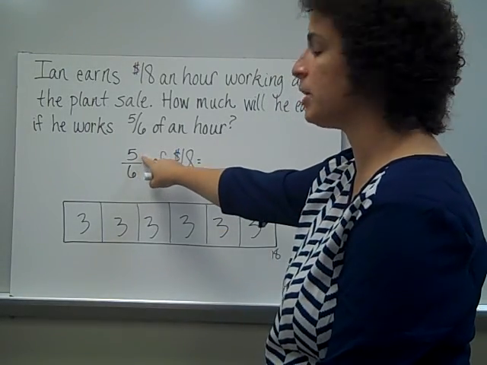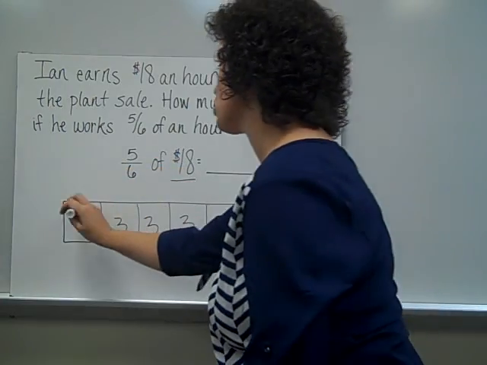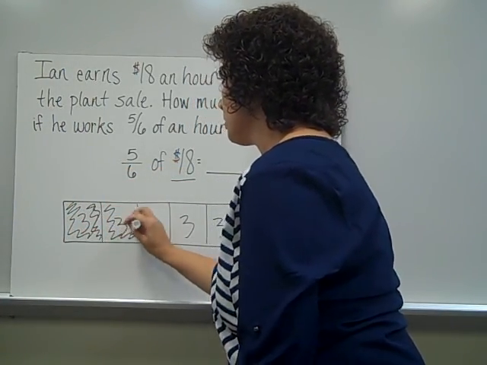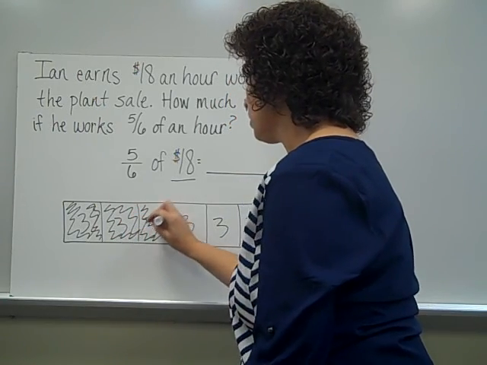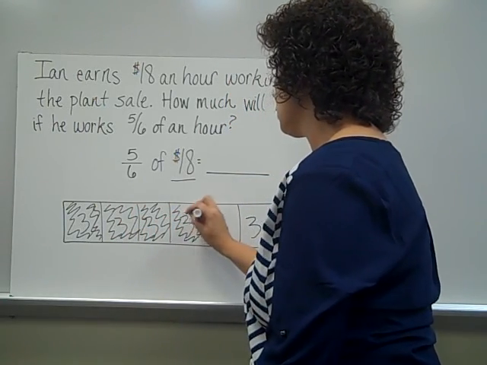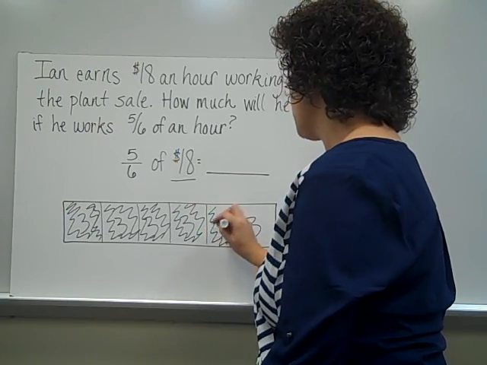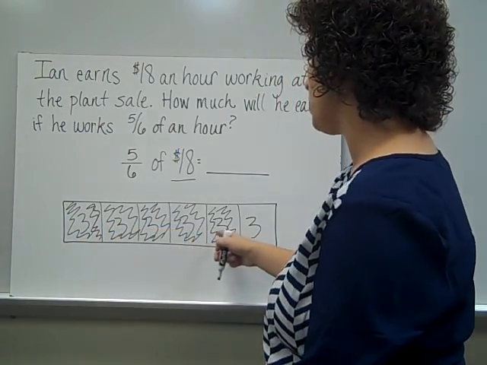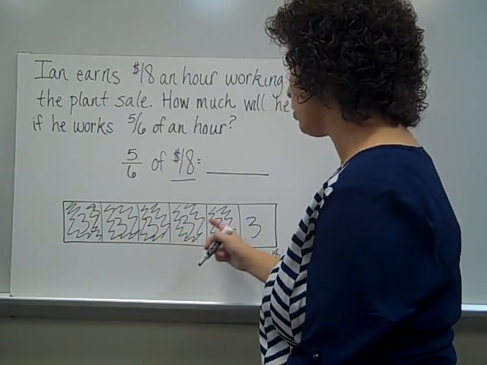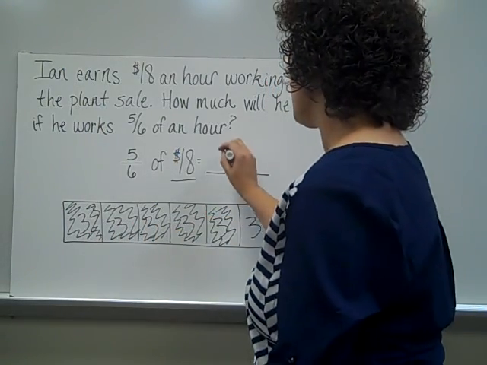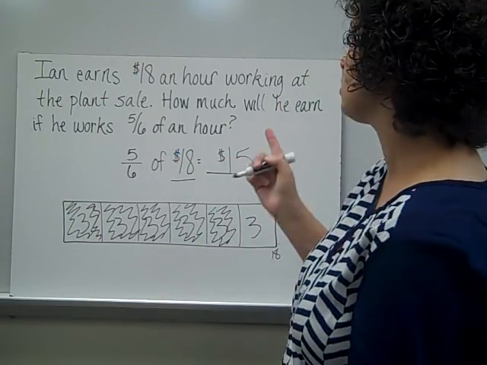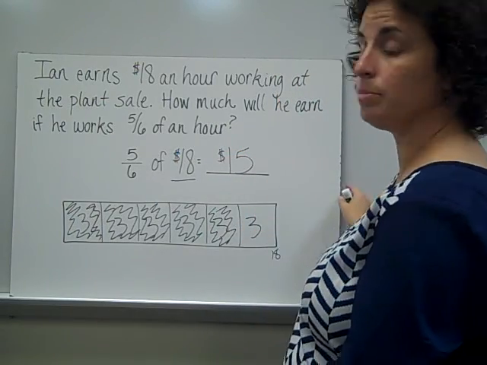Well, how many parts do I need to shade? 5, because my fraction was 5/6. So there's 1, 2, 3, 4, 5 shaded. Well, it was 3, 3, 3, 3, and 3. So that's 1, 2, 3, 4, 5 threes. 5 times 3 is 15. So Ian would earn $15 by working at this plant cell.